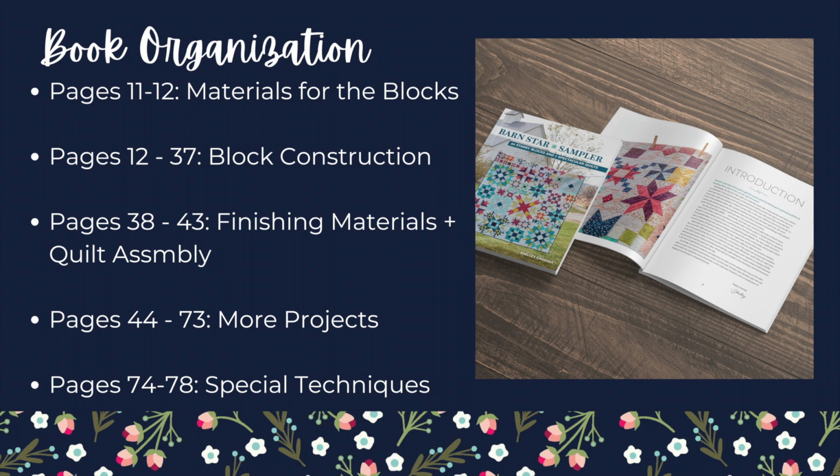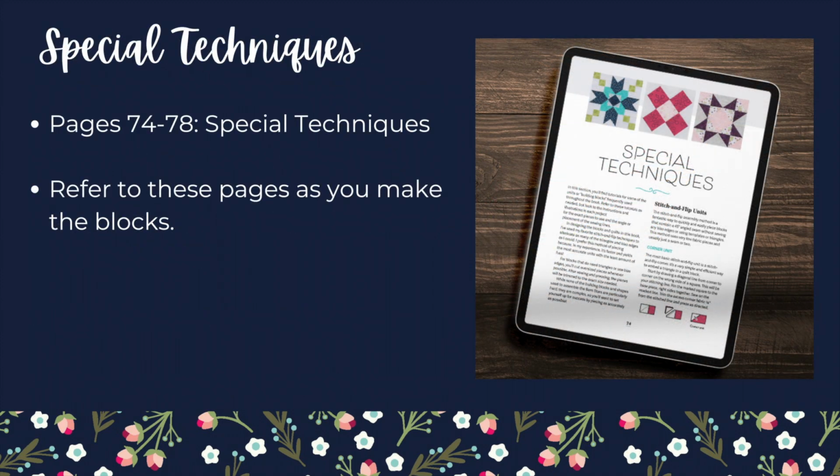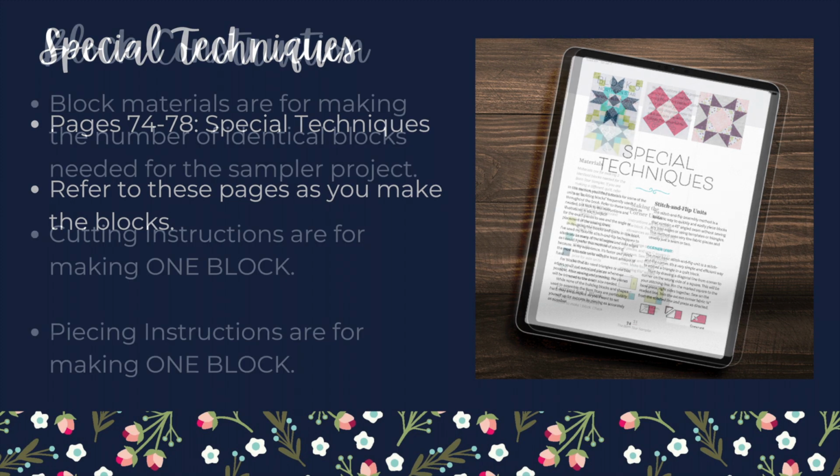You'll need about a yard for your binding, along with the steps to assemble your quilt top. You can find 6 more projects remixing some of my favorite blocks from the sampler on pages 44 through 73. And finally, and probably most importantly, on pages 74 to 78, you can find all of the special techniques for making all of the building blocks or special shapes used throughout the book. It's a good idea to bookmark these pages as you'll be referring to them as you make the various blocks.